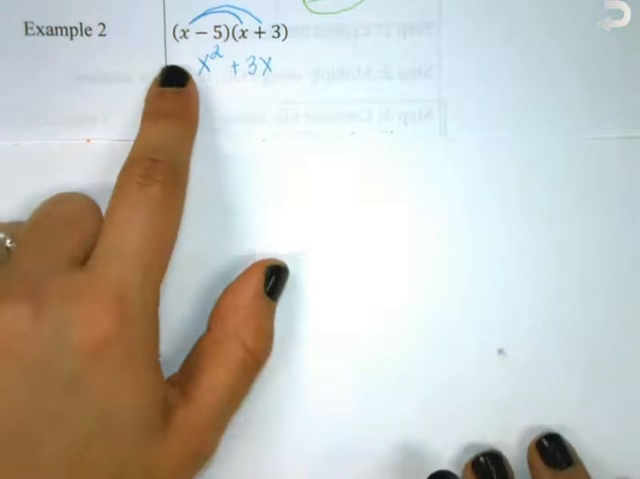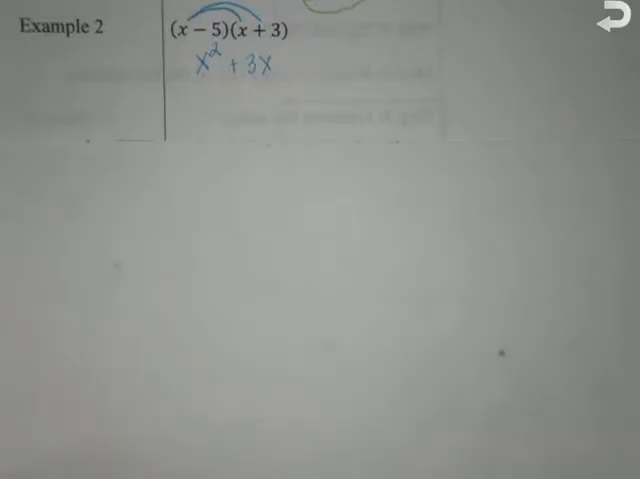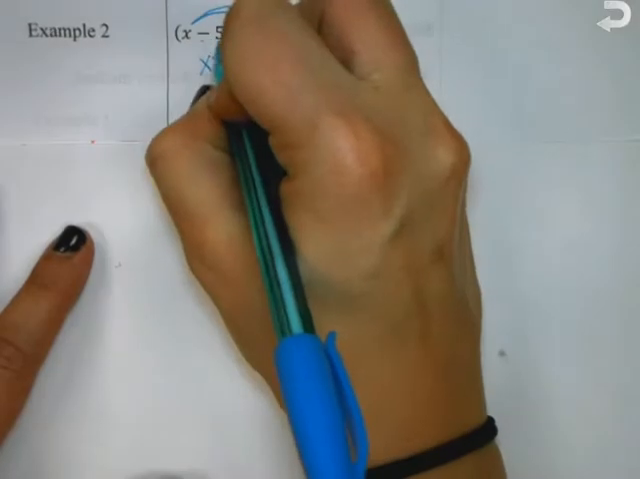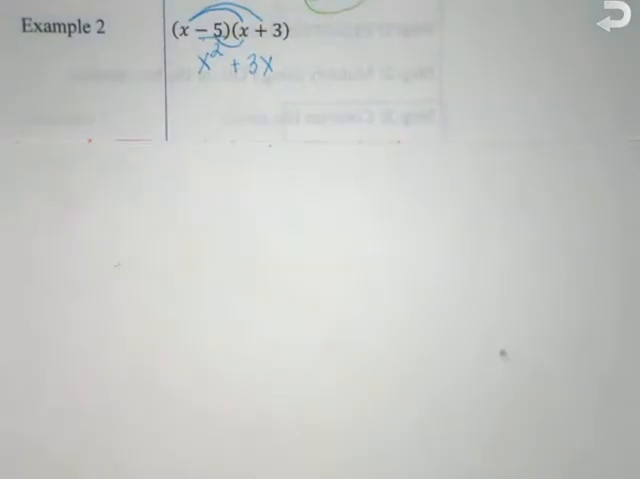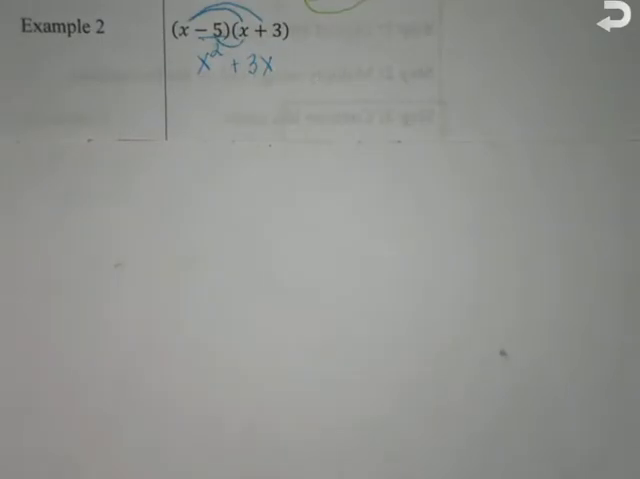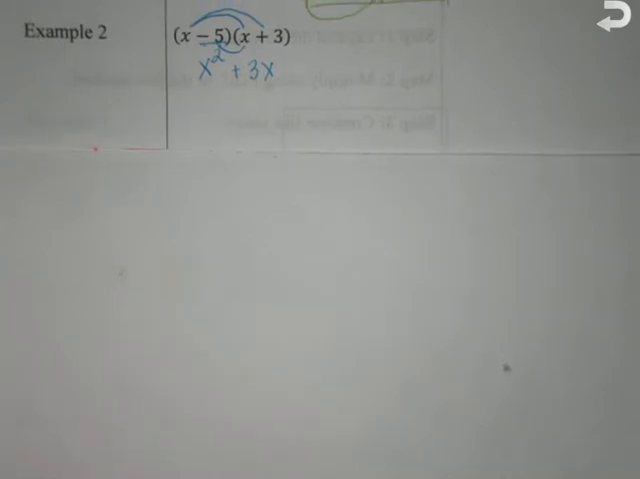Okay, I. What does the I in FOIL stand for? Inside. Good, inside. My two inside terms, is that a positive 5 or a negative 5? Negative. What's negative 5 times x? Negative 5x, good.